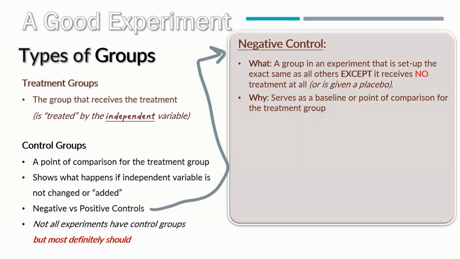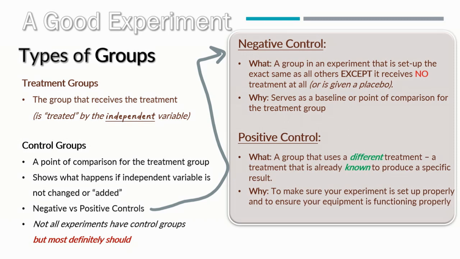And every experiment that you design in Life 102 should have at least a negative control. Now, a positive control, we don't always find, but it is always best practice. A positive control is a group that uses a different treatment, a treatment that is already known to produce a specific result. So again, this is the same as your treatment group, except instead of using the treatment that you're testing, you use a treatment that you already know produces a specific result.